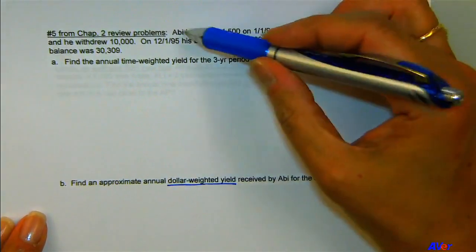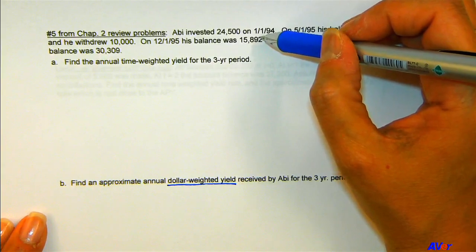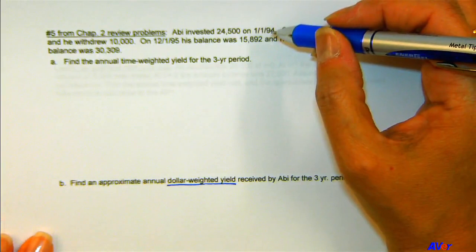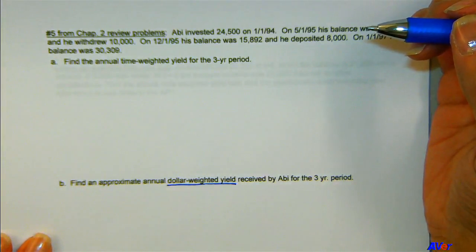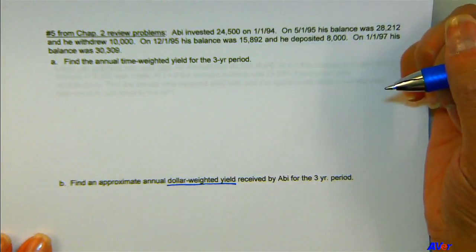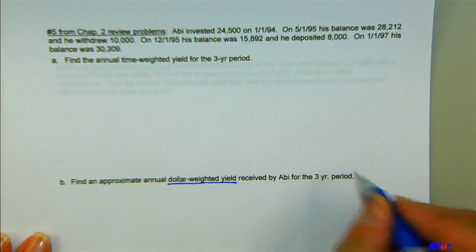So it says, Abby invested $24,500 on 1/1/94. On 5/1/95, his balance was $28,212, and he withdrew $10,000. On 12/1/95, his balance was $15,892, and he deposited $8,000. On 1/1/97, his balance was $33,009, and I'm on part B. Find an approximate annual dollar-weighted yield received by Abby for the 3-year period.